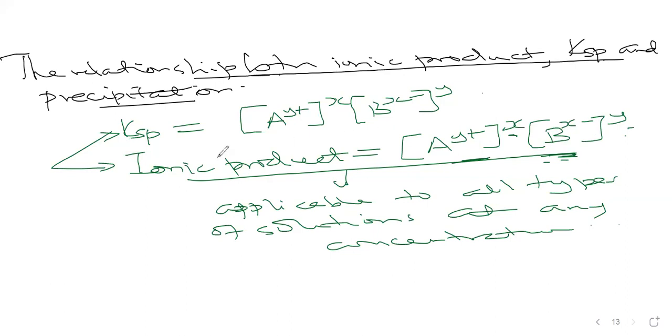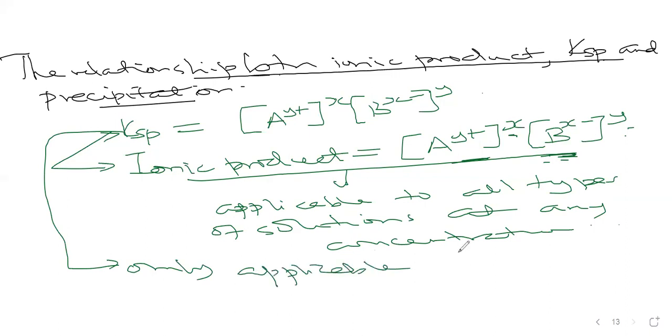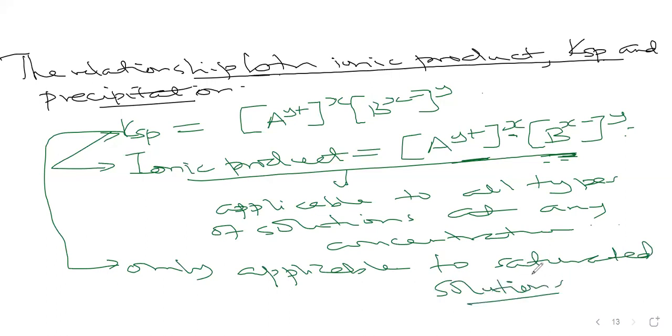However, solubility product is only applicable to saturated solutions. That's the difference. We only apply solubility product to saturated solutions. Once a solution is not saturated, then we cannot think of solubility product. I think you know what I mean by saturated solution.